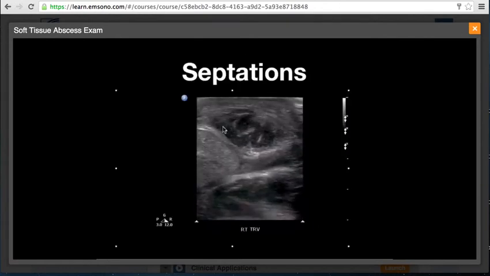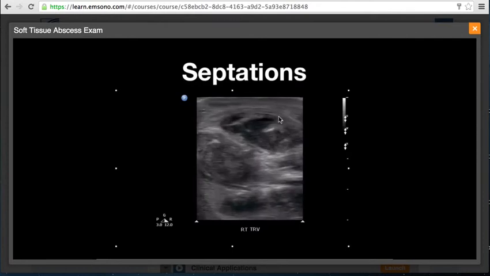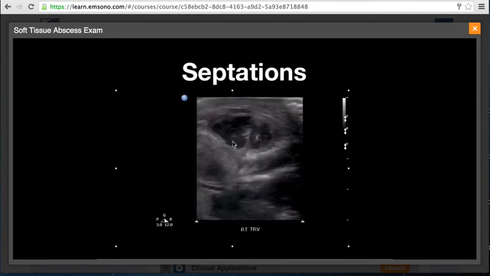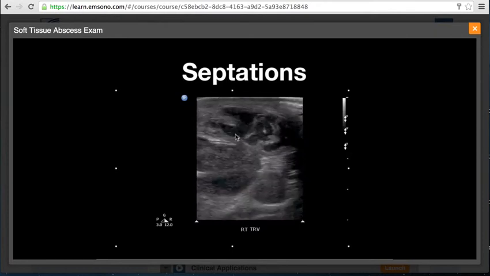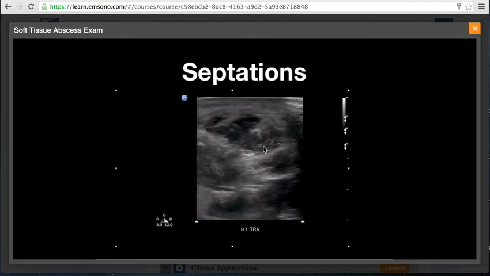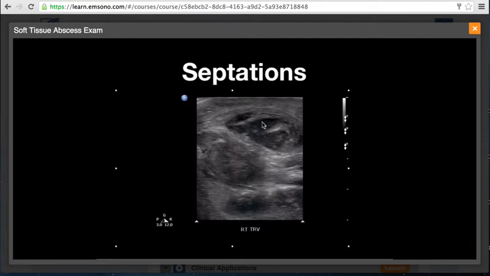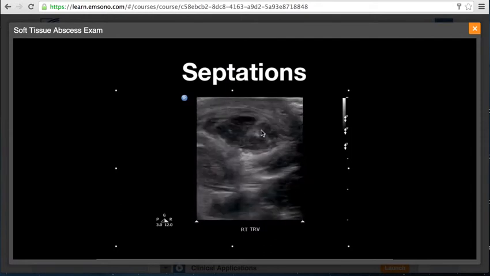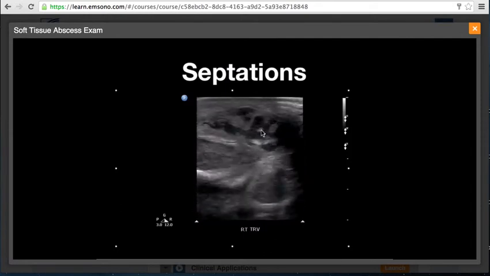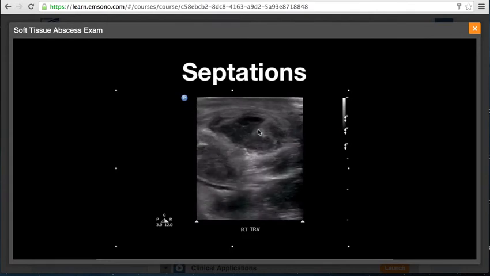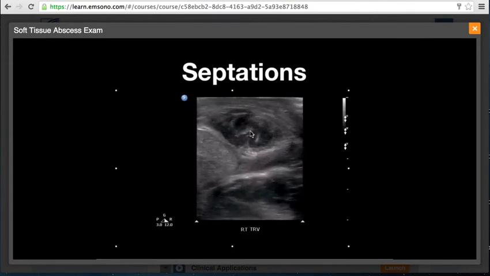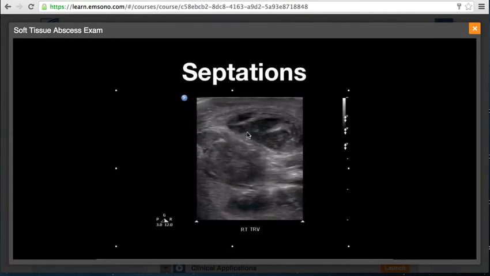Here's an example of an abscess cavity. Again, you can see this irregularly shaped fluid collection, and you can see the base of it very well. The other thing you notice in here is that there are multiple septations. So this is helpful to know prior to doing your incision and drainage, because this is one that you're going to have to really deloculate in order to adequately drain.